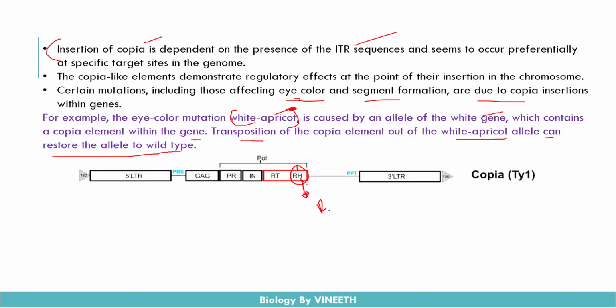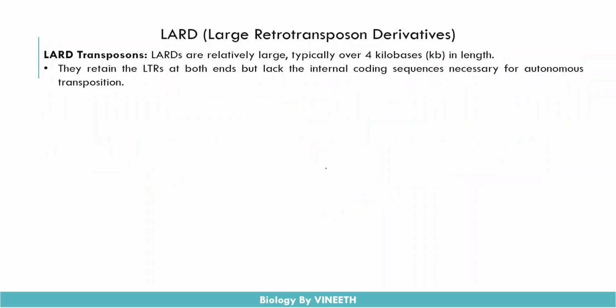When it gets cleaved by the RNase H, only the DNA molecule will now get inserted into different locations, okay. And there the new retrotransposon will be produced, okay. So this is what the copia elements do in Drosophila melanogaster. Every retrotransposon performs its transposition activities in the same way, okay, by involving an RNA as an intermediate.